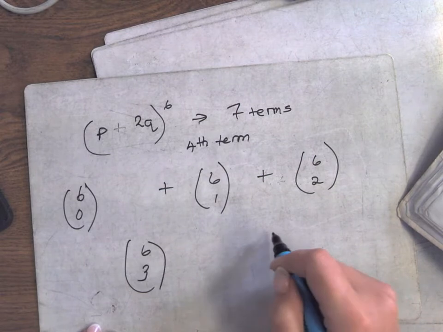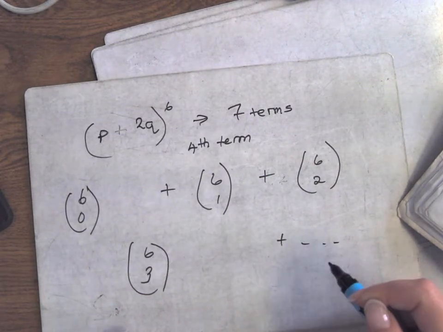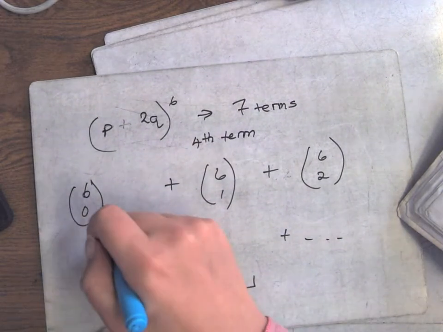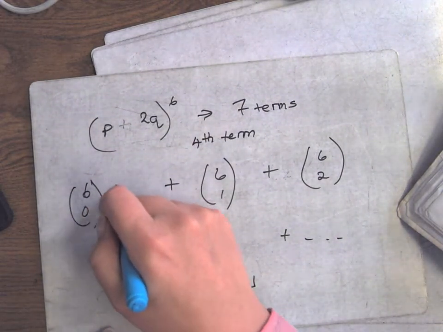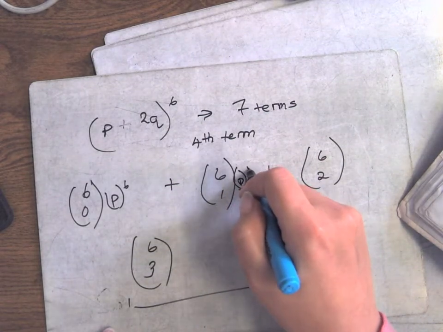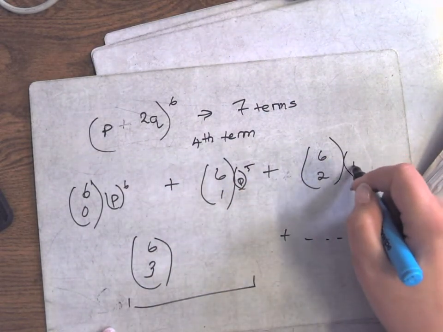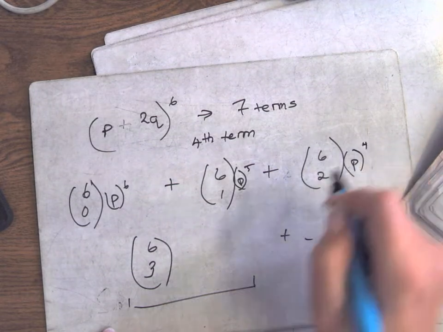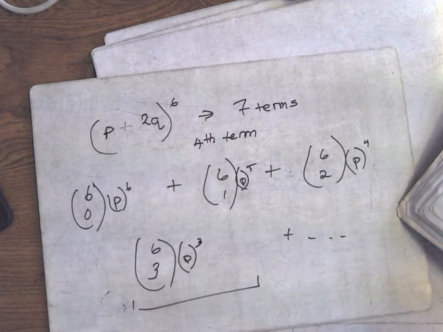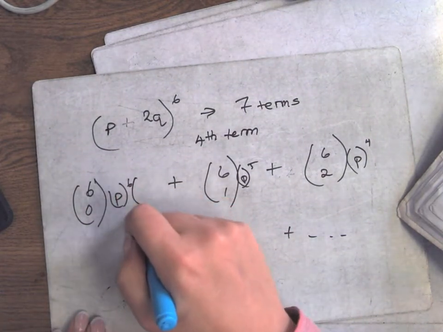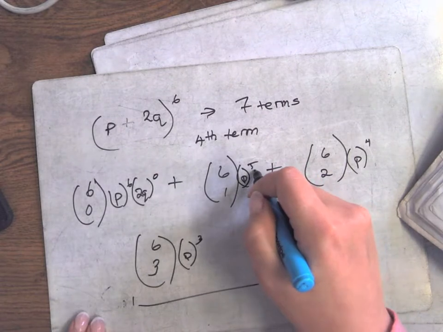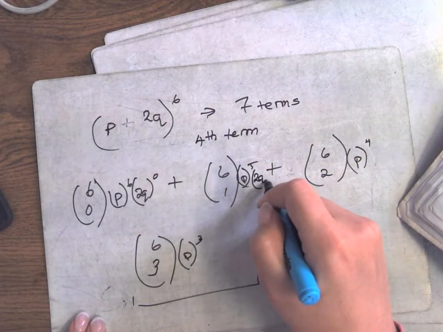Okay, so I don't need to go any further than that. The 4th term, this is the one I'm looking for. Then it's the first term to the power of 6, then the first to the power of 5, the first to the power of 4, and the first term to the power of 3. I don't need to go any further. Then it's the second term to the power of 0, the second term 2q to the power of 1.